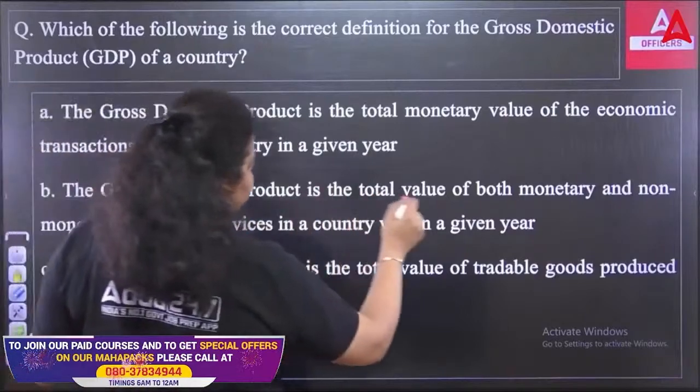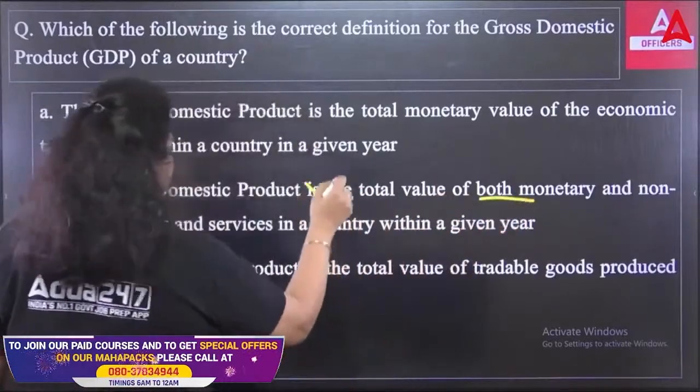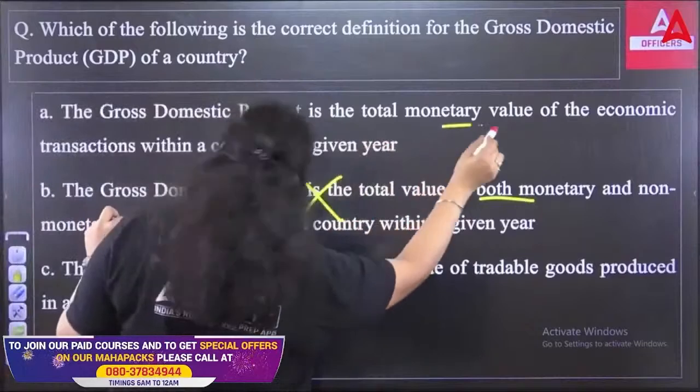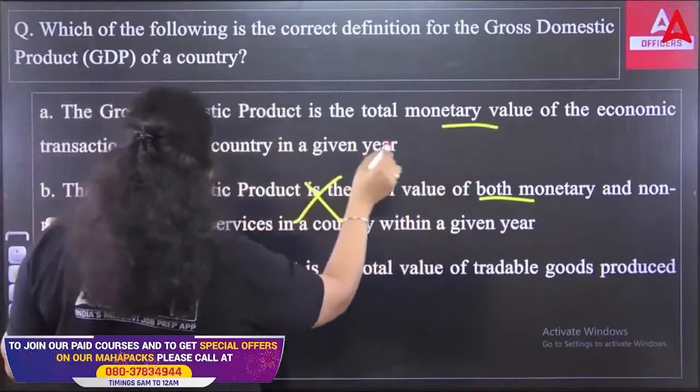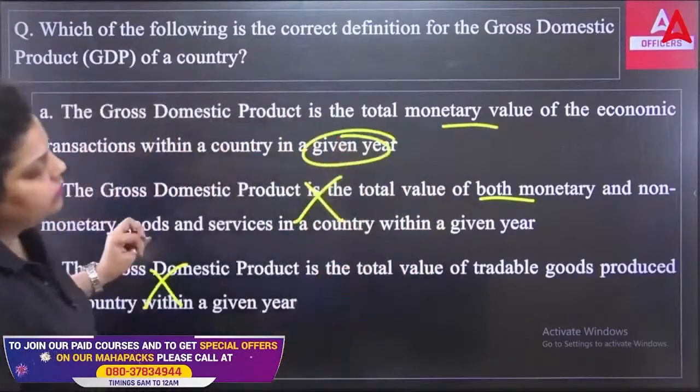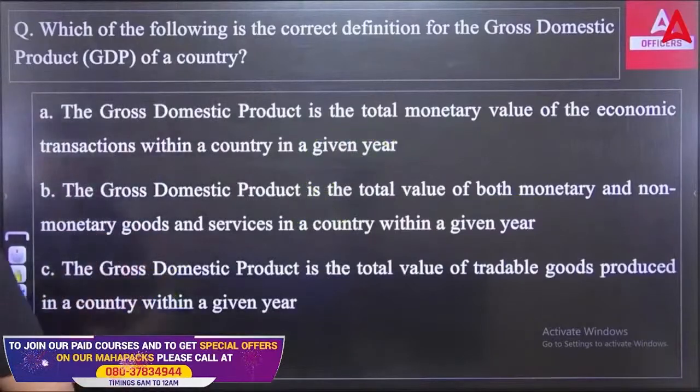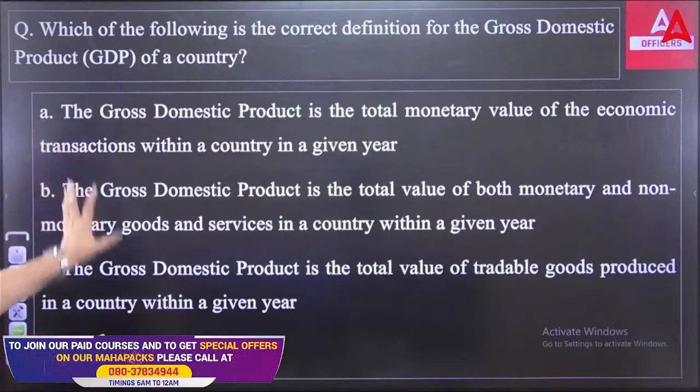It's talking about tradable products produced, both monetary and non-monetary. No. It is talking about monetary economic transactions within a country in a given year. No, not economic transactions, production. So the right answer will be D option. None of the statements defines the GDP.